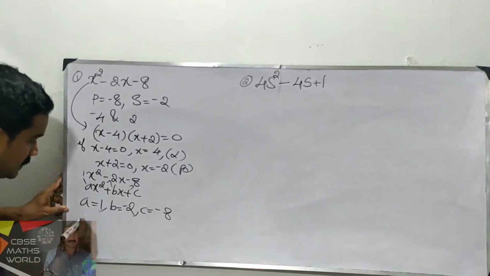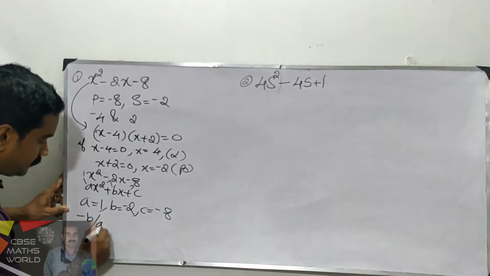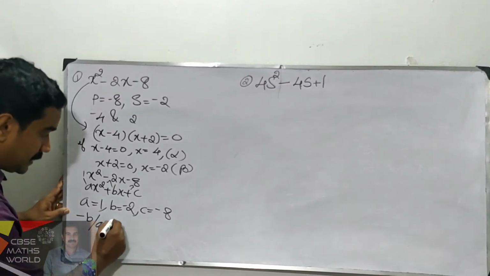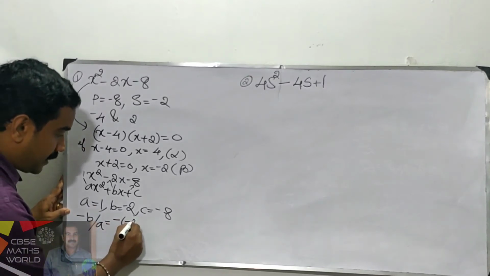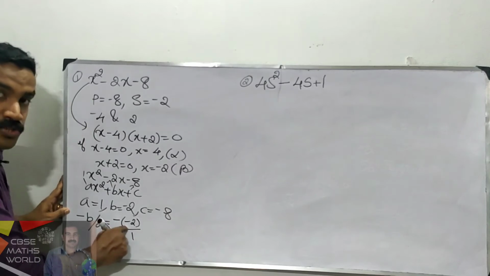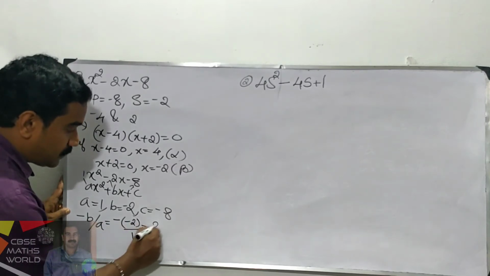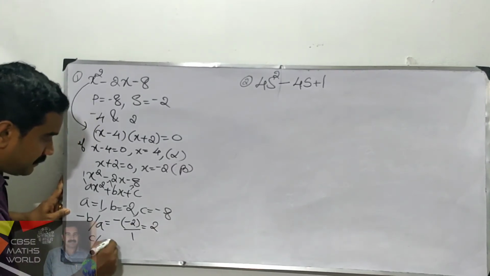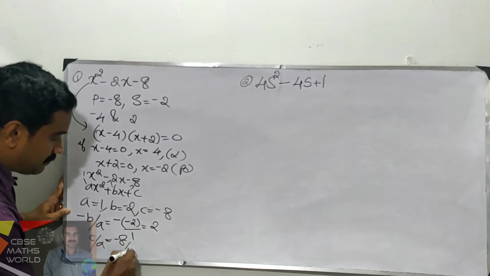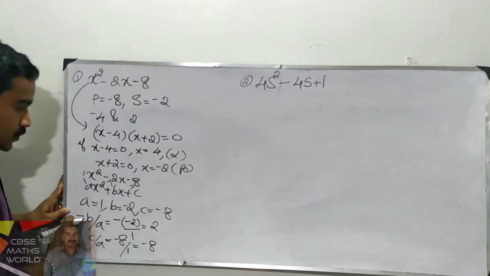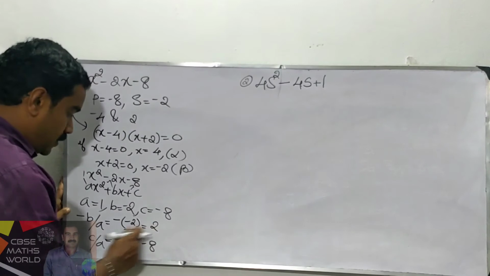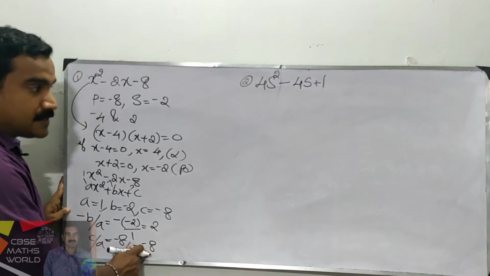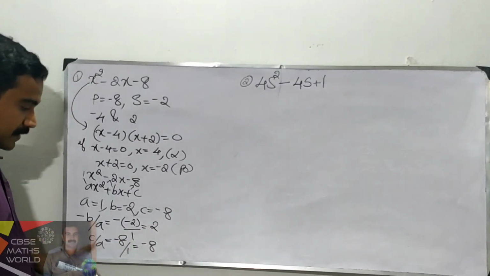Then check what is minus b by a. That is minus, what is the b? Minus 2 by 1. Negative, negative, positive. So 2 by 1 is 2. And what is c by a? What is c? Minus 8 by 1, that is minus 8. So minus b by a is 2 and c by a is minus 8. So we got minus b by a and c by a.